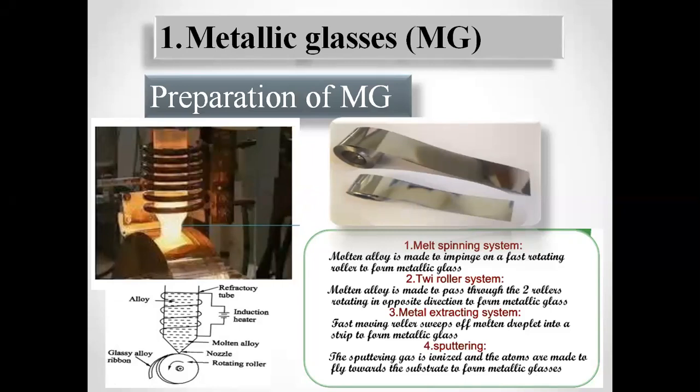So this is how you can prepare metallic glasses, and this is the actual instrument by which you can prepare them. You see, this is the refractory tube. This is how you are going to draw it in your exam. This is the refractory tube here, and then this is the heater, so that you can melt your metal, and then it will be in the liquid state, and here is a roller. So this is the melt spinning method.